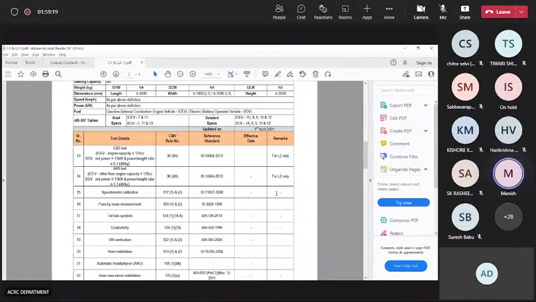Then the rear view mirror installation again. The installation has to be checked for the rear view mirror of your vehicle, that proper orientation of the mirror is there, and you can see the rear side of your vehicle or not. So that comes under point number 22. Next.